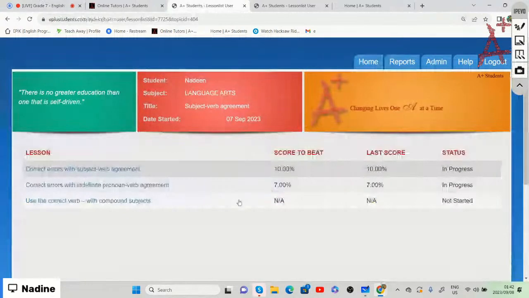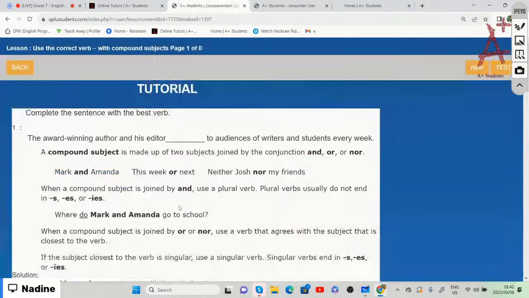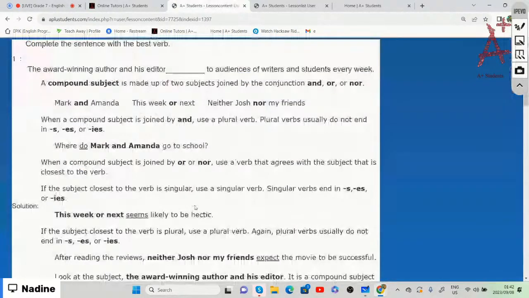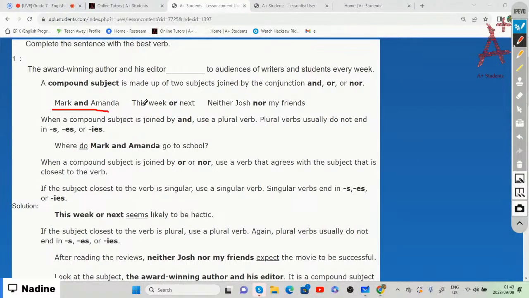So now, lastly, before we end off, we are going to use the correct verb with the compound subject. And a compound subject is made up of two subjects that is joined by a conjunction, which is and, or, nor. For example, Mark and Amanda, this week or next week, neither John nor my friends.